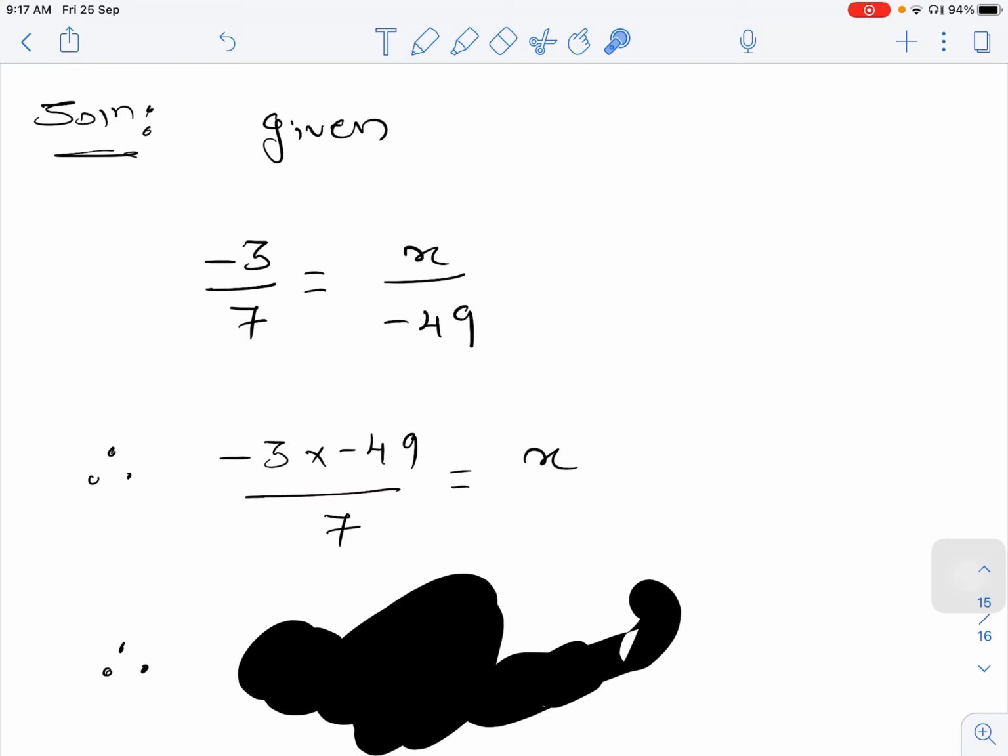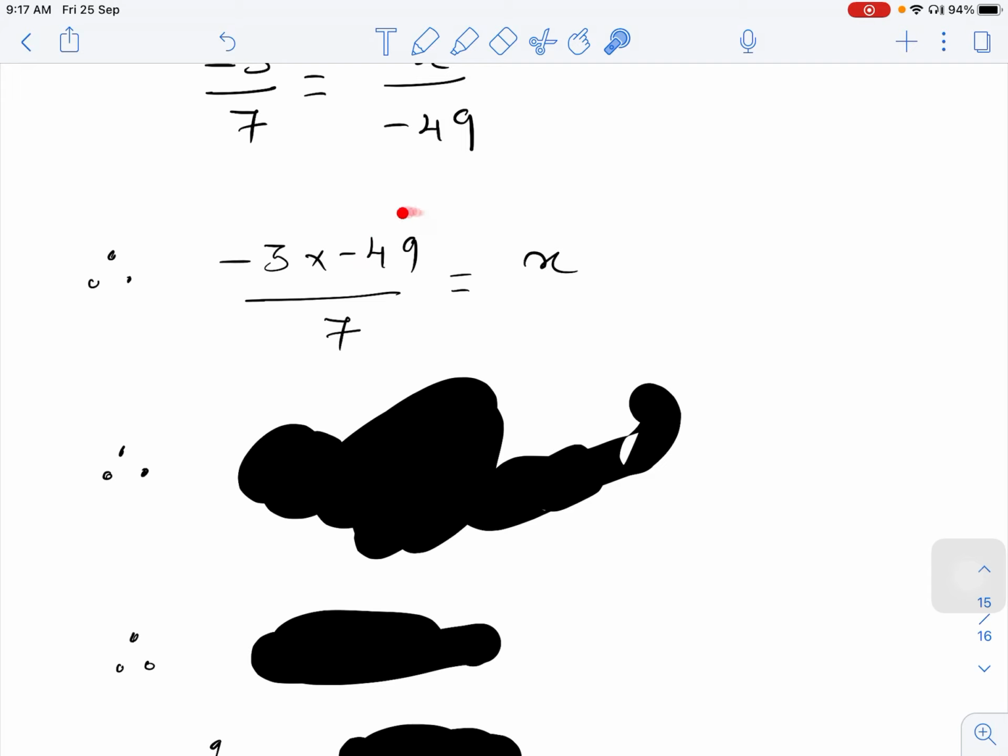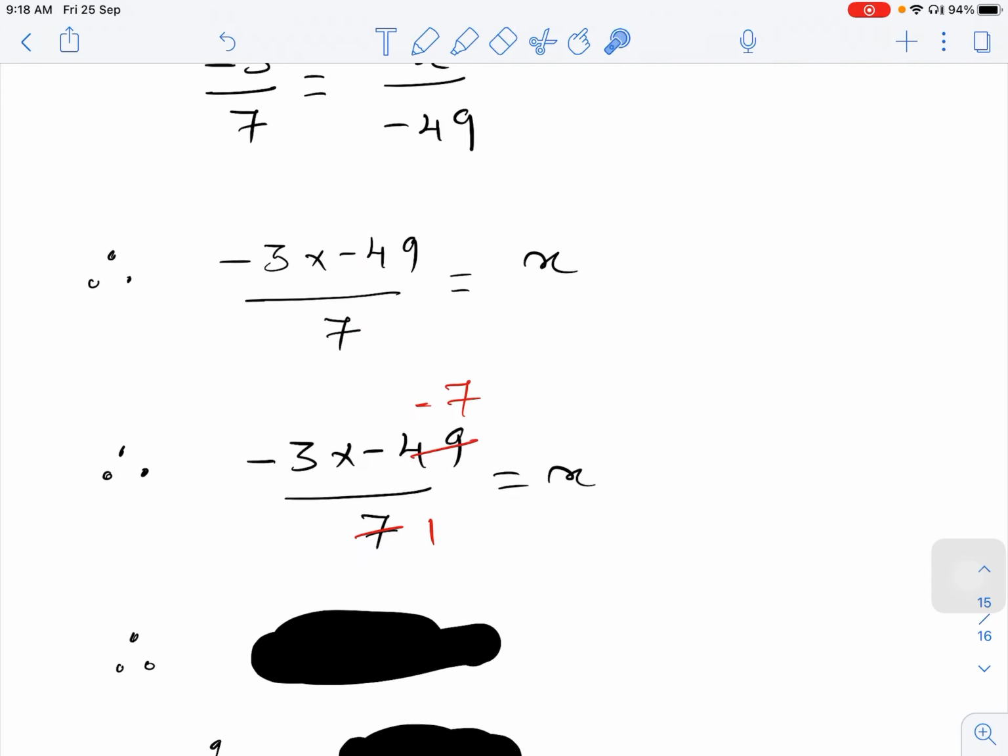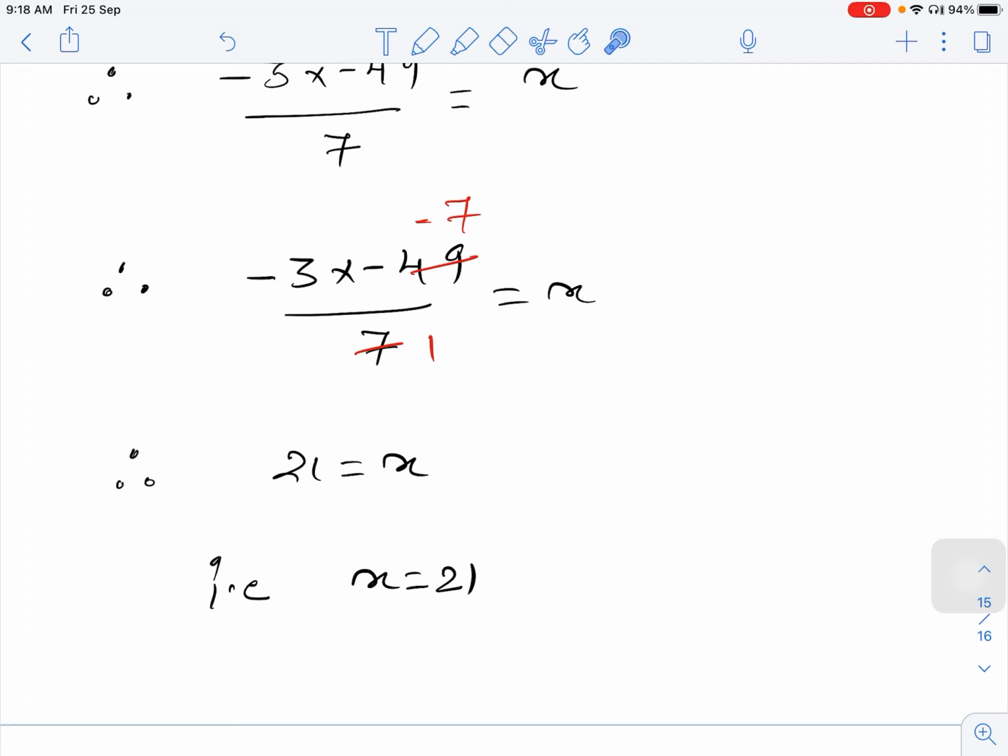Okay. Now x is alone over here. Now what we have to do, we have to check whether we can cancel this 49 by this 7 or not. So yes, we can cancel it. How to cancel it? So 7 ones are 7, 7 sevens are 49. Now this minus sign we will write here. In the next step, you have to multiply these both with each other. So minus into minus will become plus, and 3 sevens are 21. So you get 21 equals x. That is, x equals 21 is our final answer.